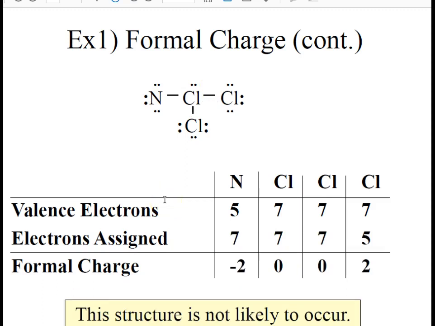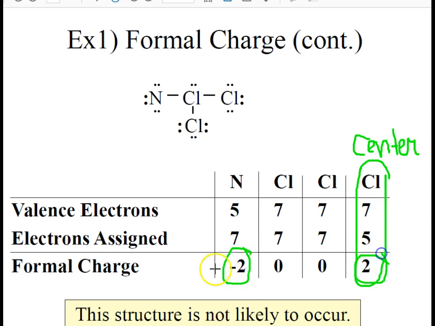So here's those values again, if you want to jot those down. They did the chlorine in a different order. So this chlorine on the end here is their center. Okay, and we did it in a different column. So no big deal there. But you see the nitrogen has a -2, the chlorine has a +2. Those high formal charges mean that structure is not likely to occur.